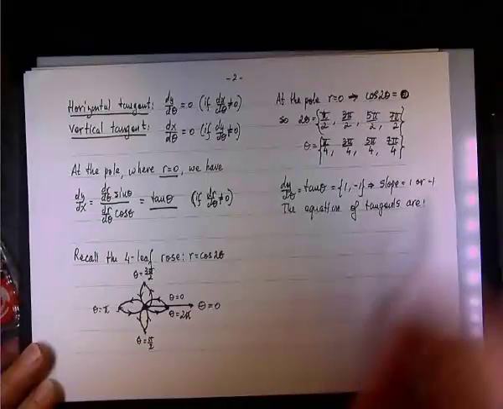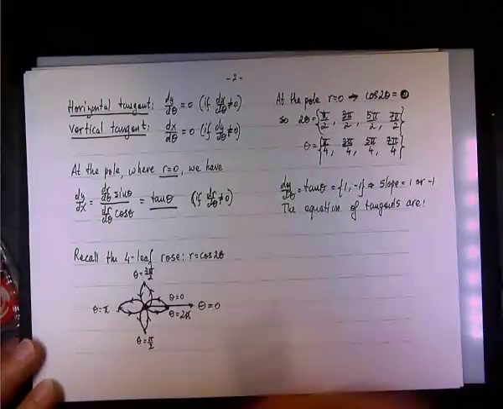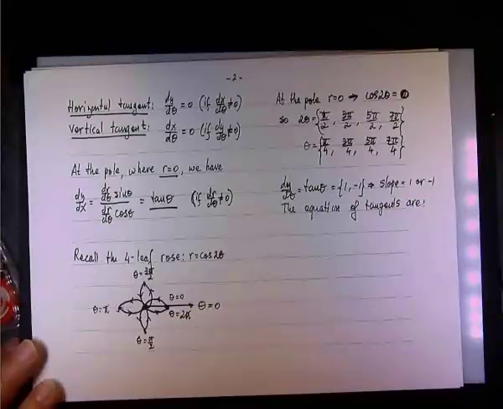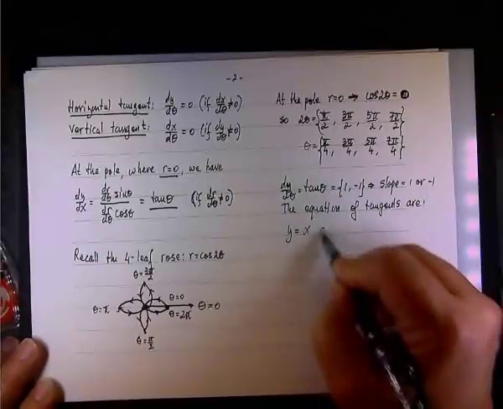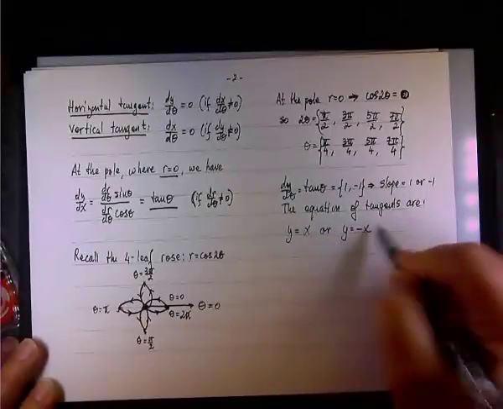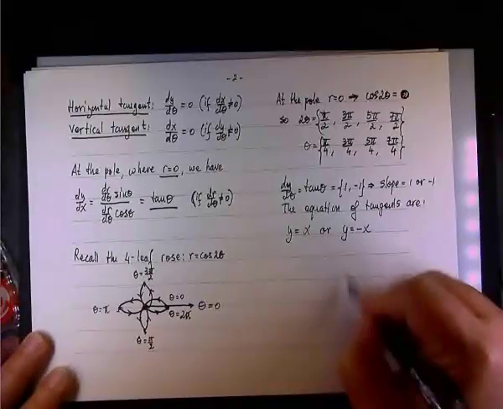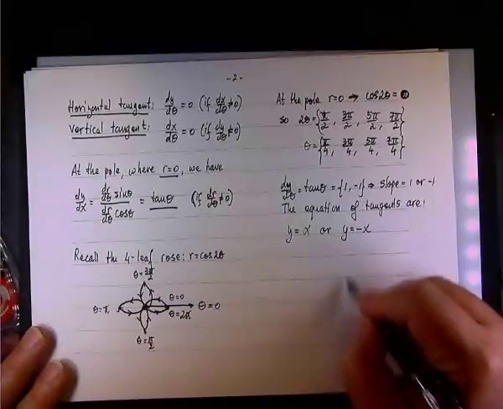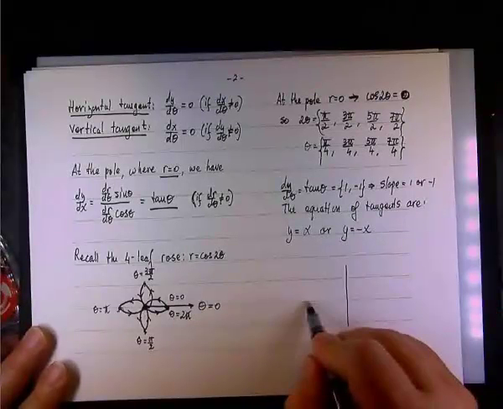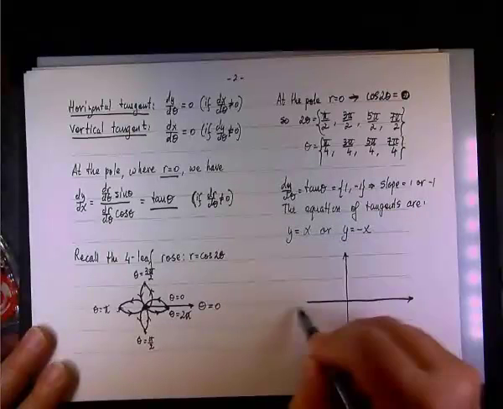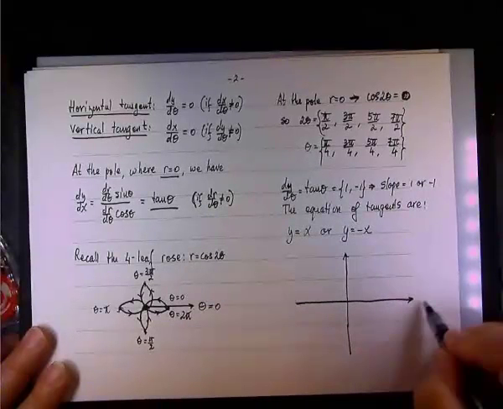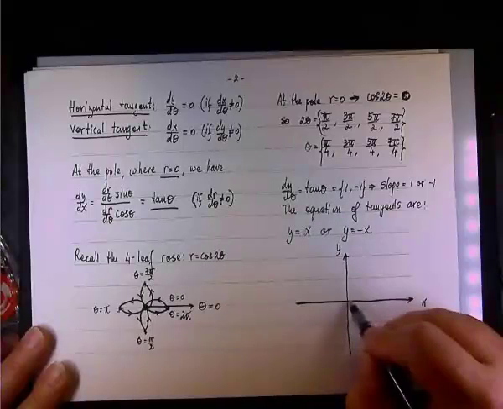And the equations of the tangents are, if the slope is 1 or -1, because that's the value of the tangent, the y-intercept is 0 because we go through the origin. The pole is the origin. So we have y equals x, or y equals -x. Okay, let's sketch it again so you can see that this is correct.